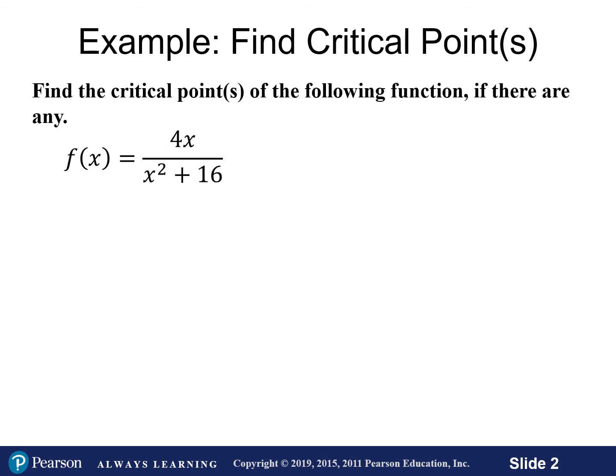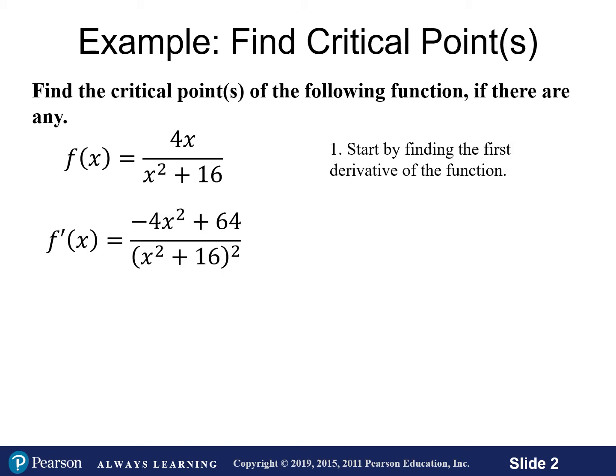Here's another function where we're asked to find the critical points, if there are any. And this time we have a rational function. f of x is equal to, the numerator is 4x, and in the denominator x squared plus 16. Well, the first step is to take the first derivative of the function. We're going to need the quotient rule to find the derivative of this rational function. And when we do that, the first derivative is equal to negative 4x squared plus 64 in the numerator, and the quantity x squared plus 16 squared in the denominator.